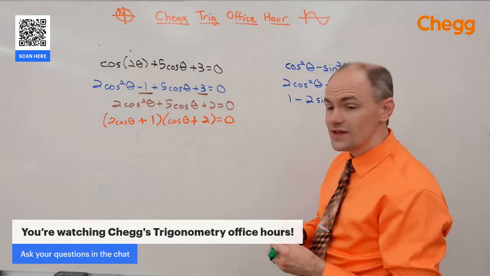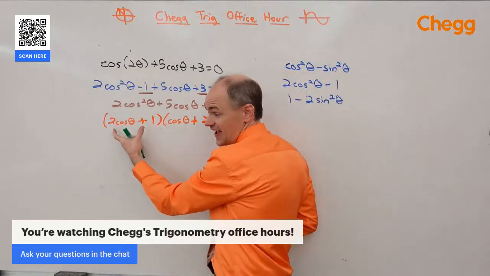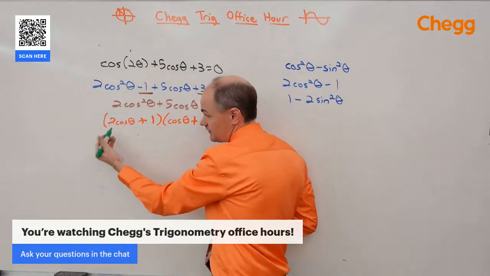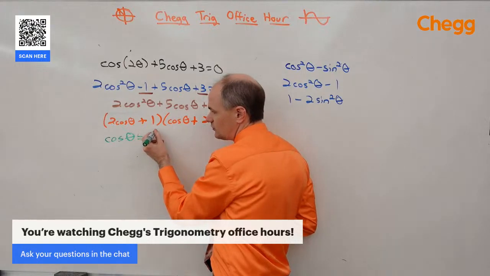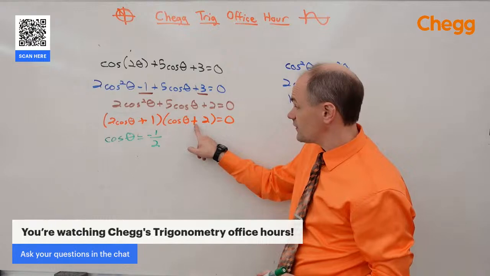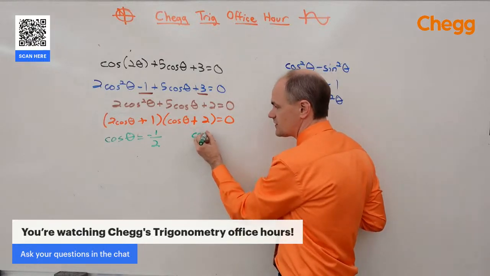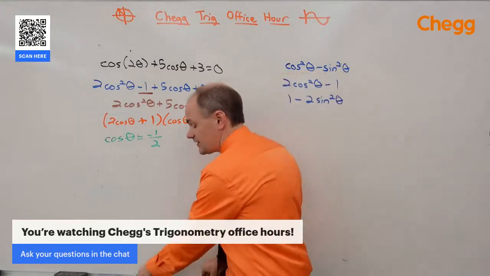And then, once it's factored, we know each factor must equal 0. So if this factor equals 0, we can subtract 1 and divide by 2. And that tells us that the cosine of theta is equal to negative 1/2. With this other one, we can subtract 2, and that tells us that the cosine of theta is equal to negative 2. But there's a problem with that.